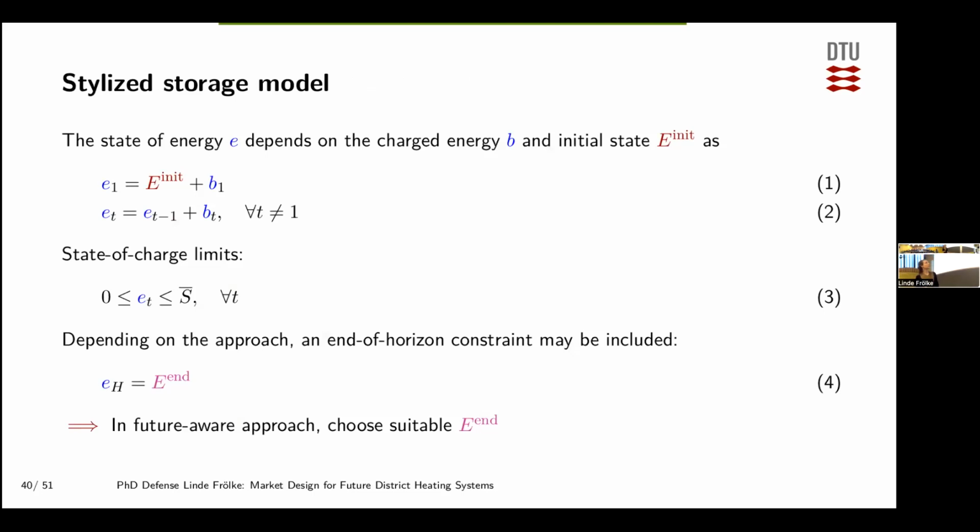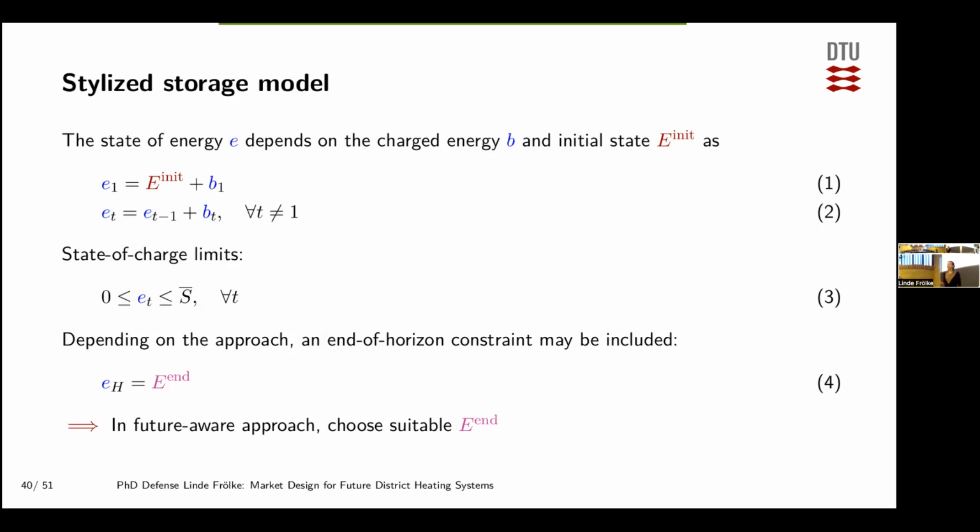In the storage model, we are modeling the state of energy E and how it evolves over time based on the charged energy B. For the initial update equation, it also depends on the initial state of energy at the start of the market clearing. After that, we keep updating this state of energy in the battery. So here you can see the time linking constraints appear. We also pose state of charge limits, so the energy in the battery has to be constrained between lower and upper bounds.